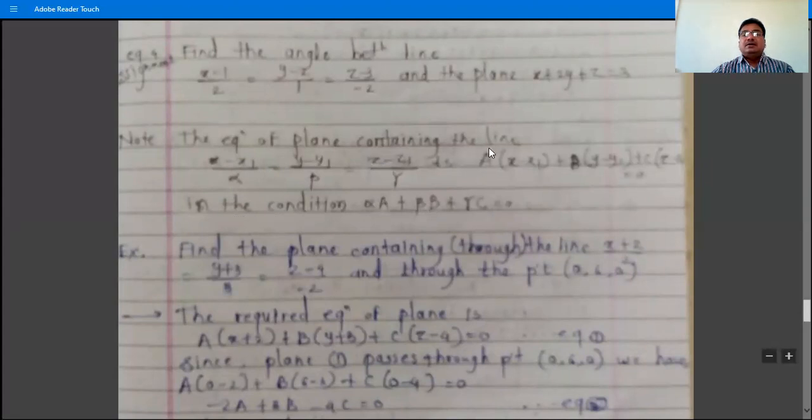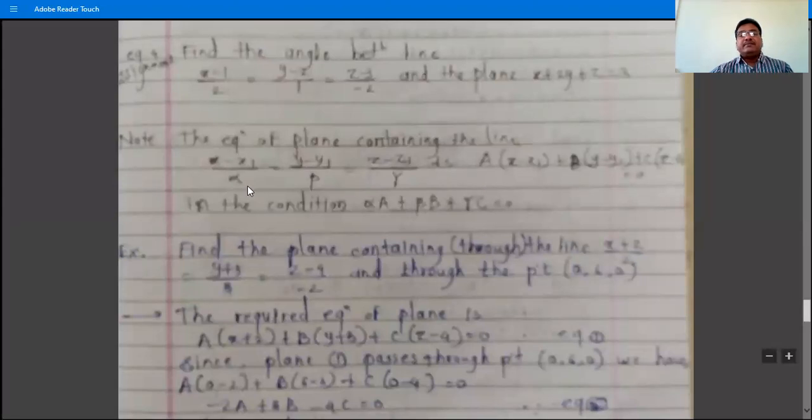Now capital A, B, C are the coefficients of x, y, z in the equation of the plane. If you simplify, we have Ax plus By plus Cz, so the coefficients of x, y, z are A, B, C. Means this A, B, and C are the direction ratios of the normal to the plane, because the coefficients of x, y, z in the equation of a plane are the direction ratios of the normal to that plane.